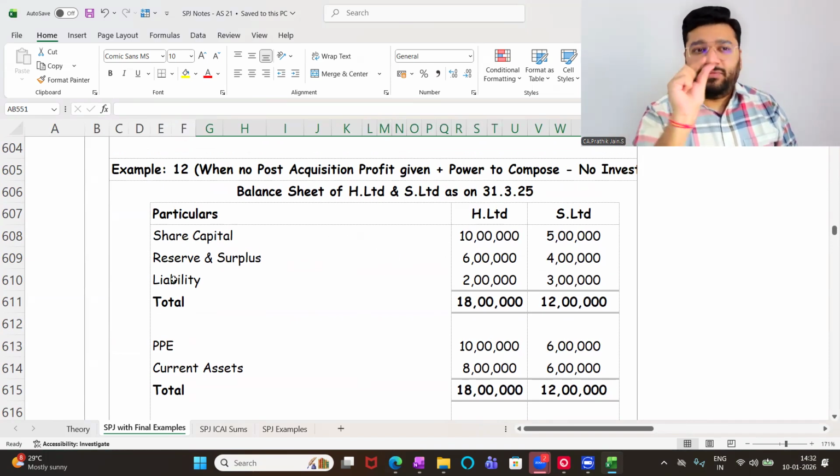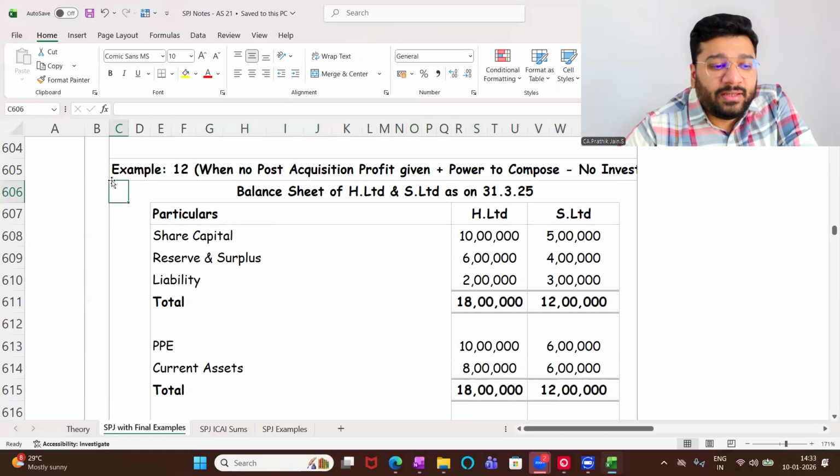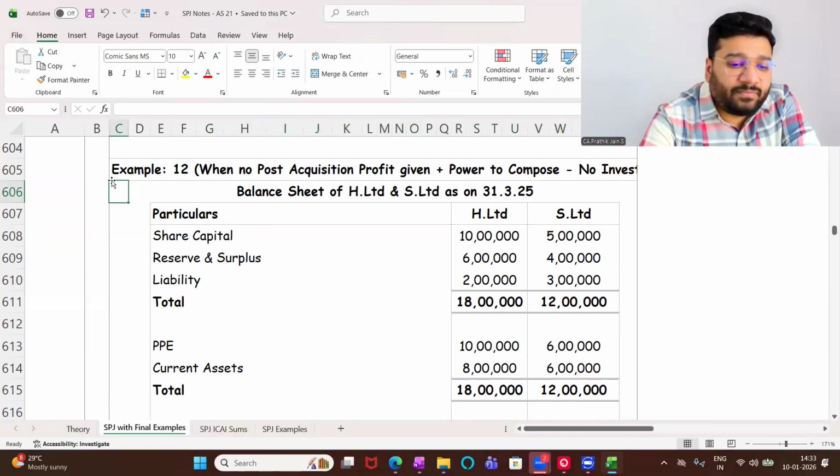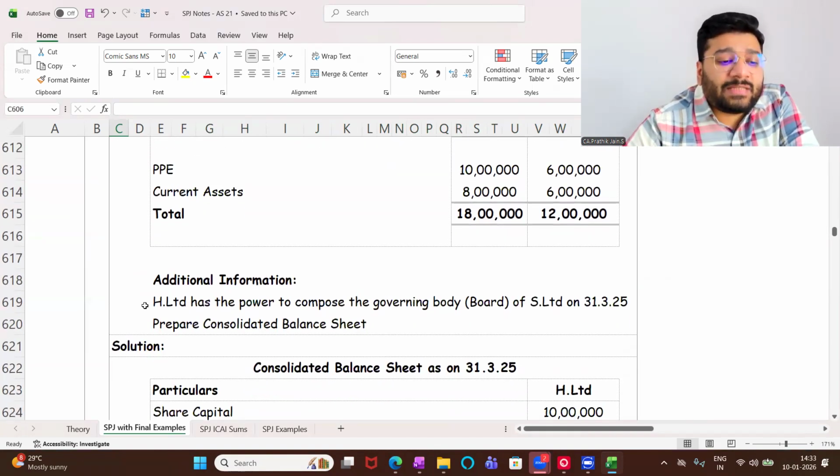It is a little bit different. Almost the same only, but a little different. Anyway, example 12, the last question for the day. Share capital is given, reserve and surplus is given, liability given, PPE given, current asset given. Additional information: H Limited has power to compose.